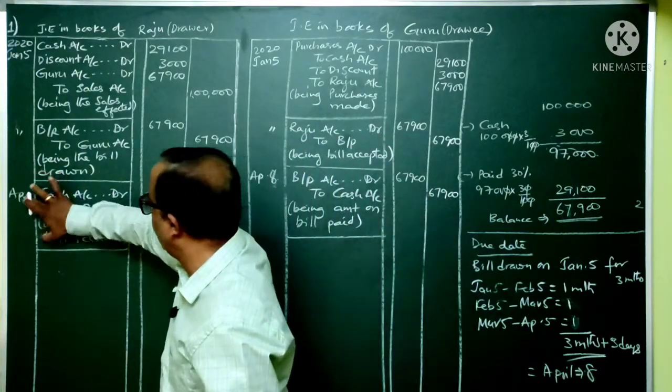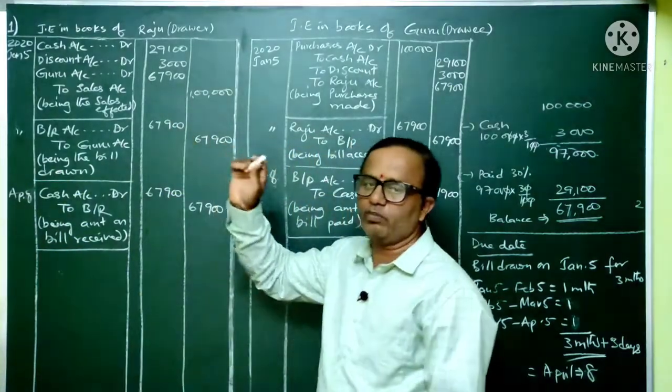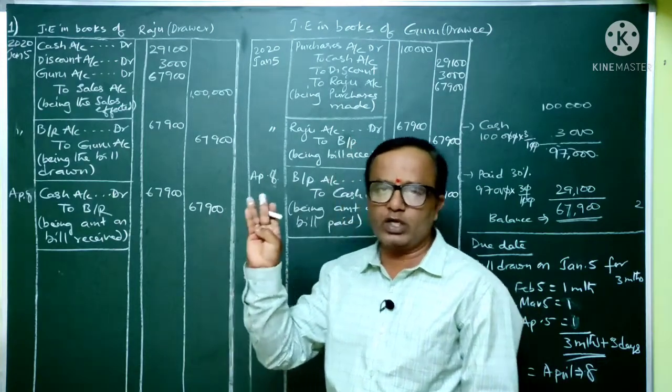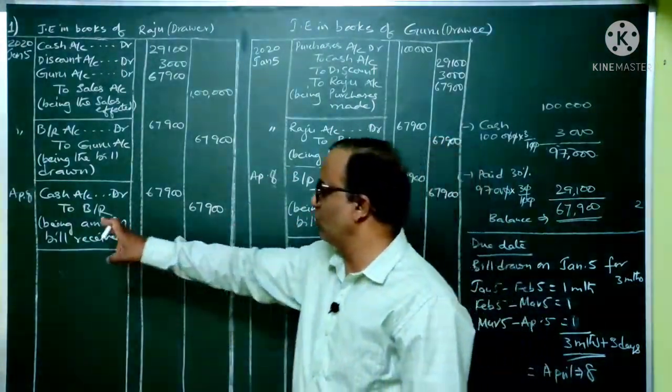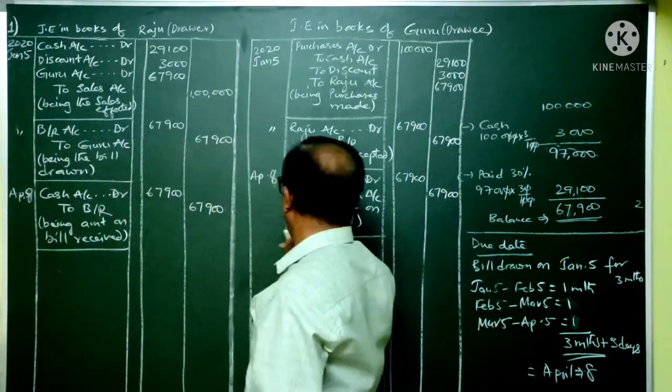Similarly, April 8th is the due date. The bill is drawn on January 5. From there, 3 months if you calculate, January to February, February to March, March to April, April 5 plus 3 days, April 8th will be the due date here. So here you can correct this. This is April 8th. Here also it is April 8th.